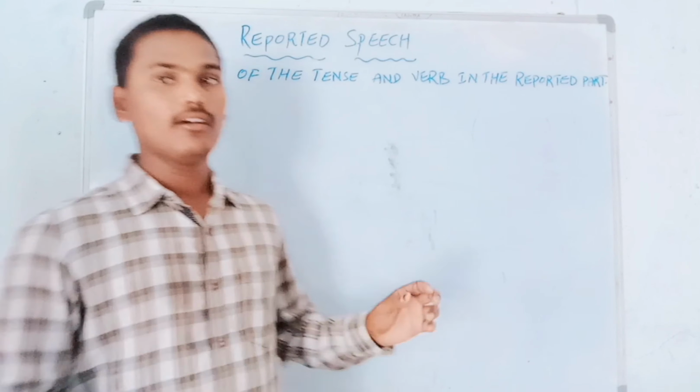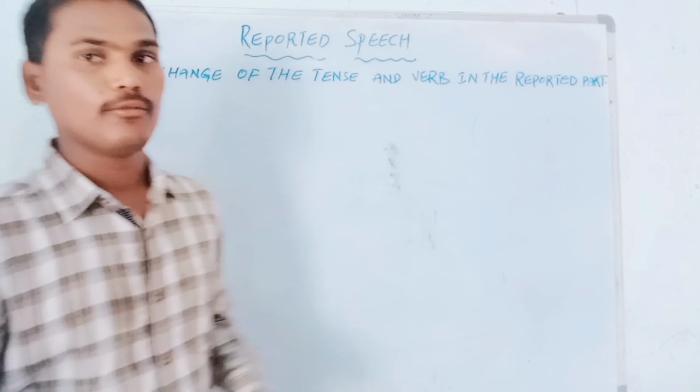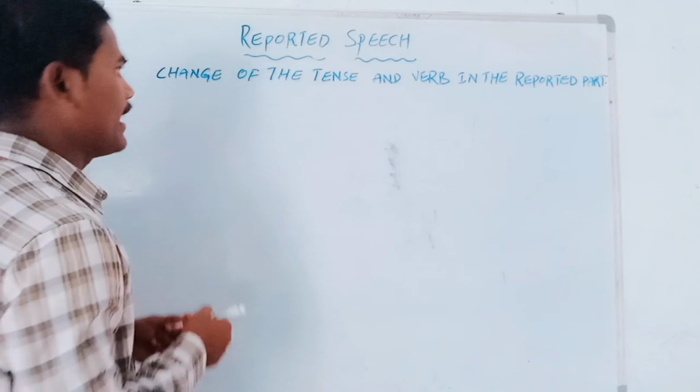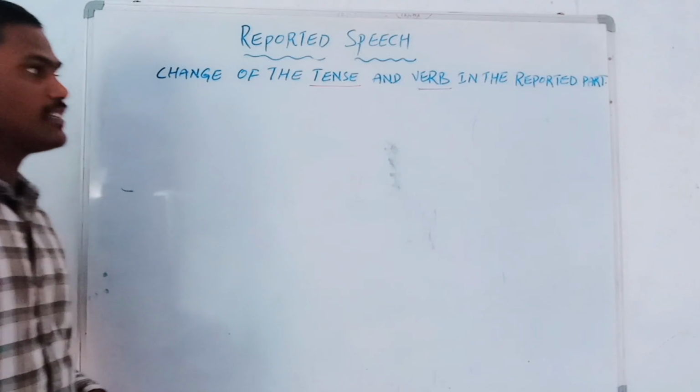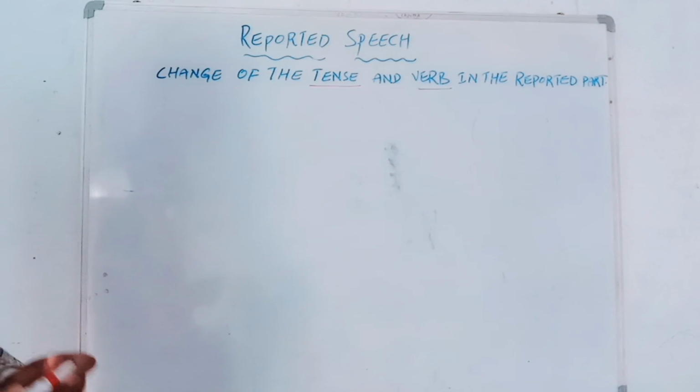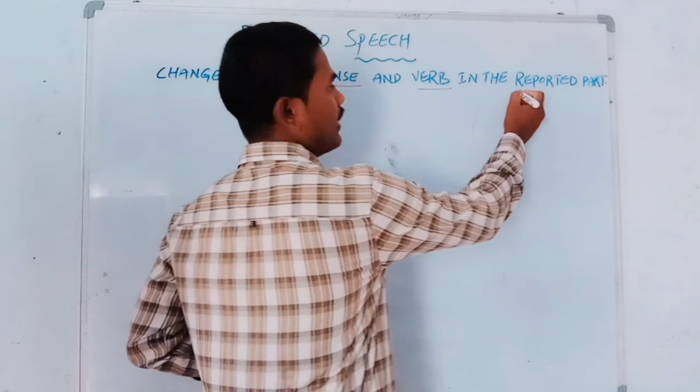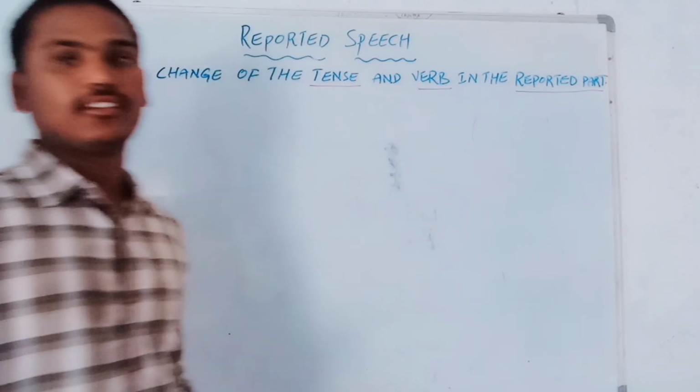Just before, we learned how the reporting verb changes from direct to indirect speech. Now we are looking into the reported part, and how the reported part also changes from direct to indirect. We are going to observe tense and verb, and how they change in the reported part. That is very important, students. Now please see how tense and verbs change in the reported part from direct to indirect.